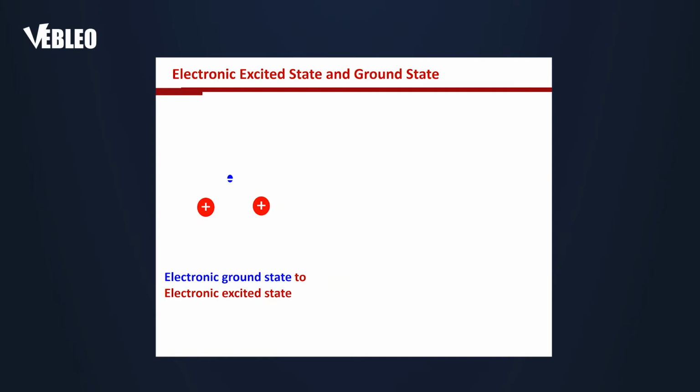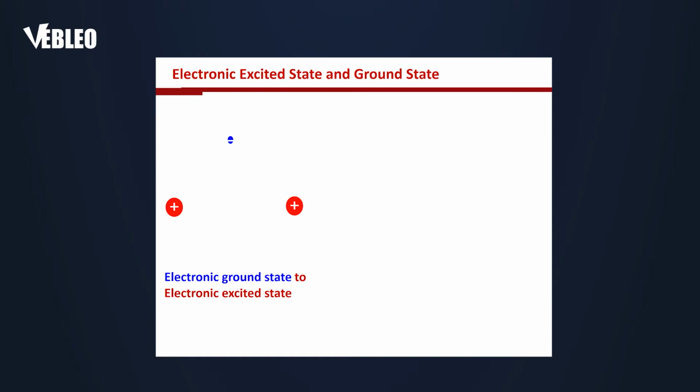Here I want to use two animations to show you the physical picture of a conical intersection. For example, I have one molecule with two nuclei and one electron. If the electron absorbs a photon and is excited to the electronic excited state, the electron certainly goes far away, and then the two nuclei are separated, right?